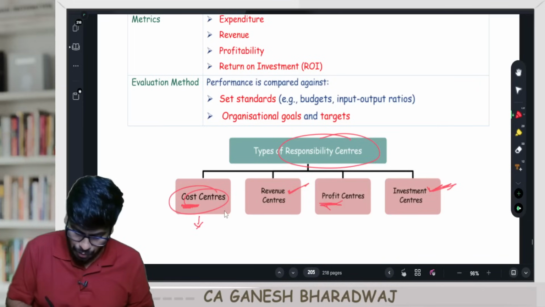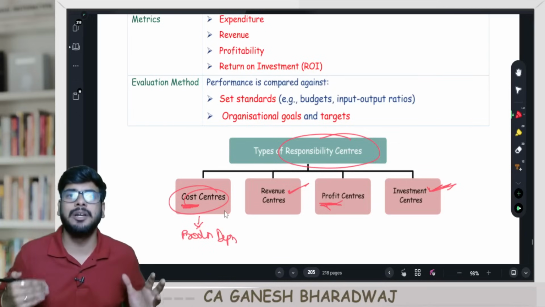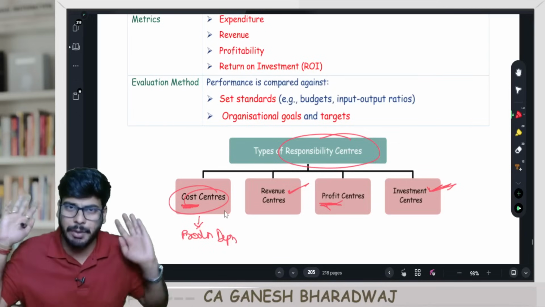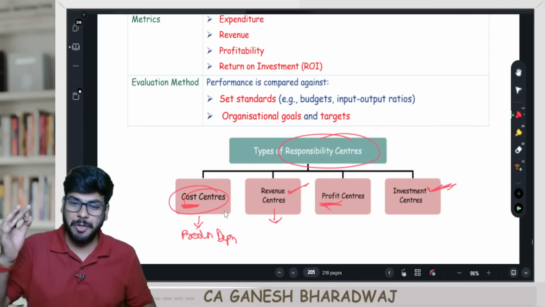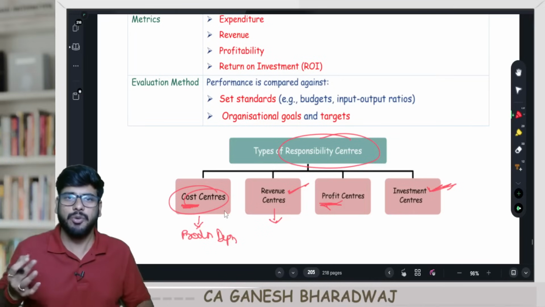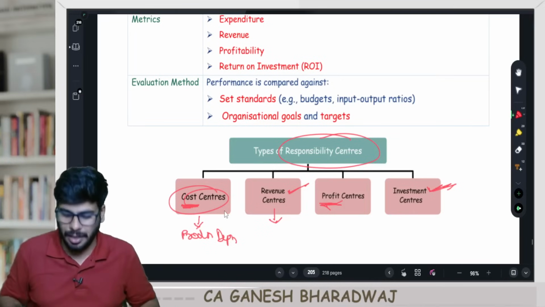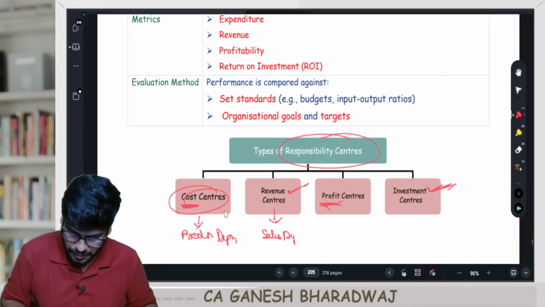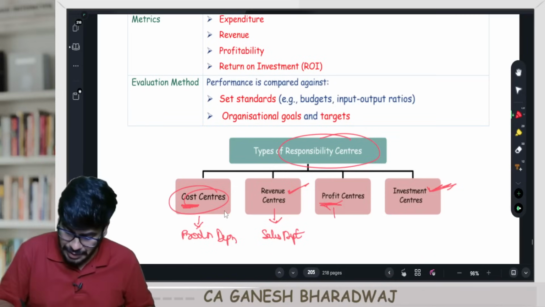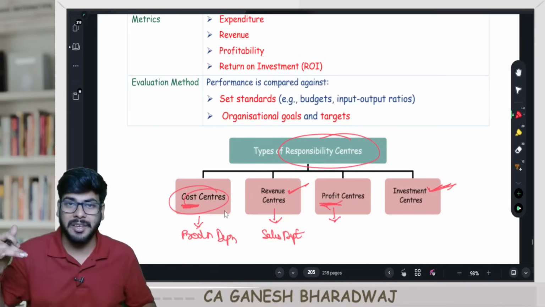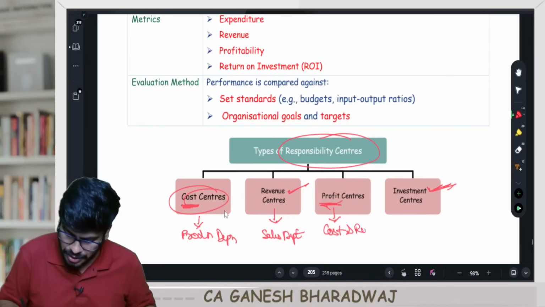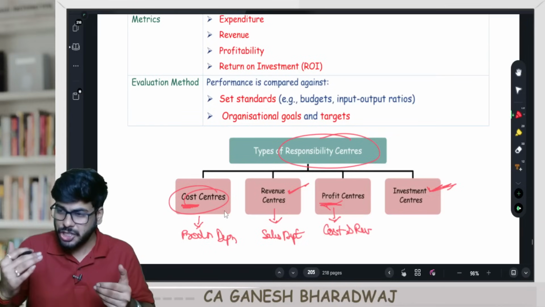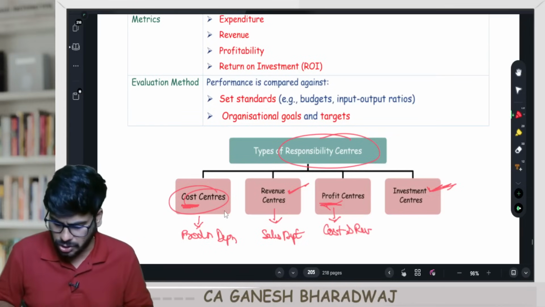An example of a cost center is the production department. What is the responsibility of a production department? It is only to incur cost. Does it generate any revenue? No. Then revenue center: the responsibility of a revenue center is only to generate revenue. Generally in a revenue center, cost is not incurred. Example, sales department. Then profit center: these are centers where both cost as well as revenue is generated. Centers responsible for generating revenue and incurring cost are called profit centers.